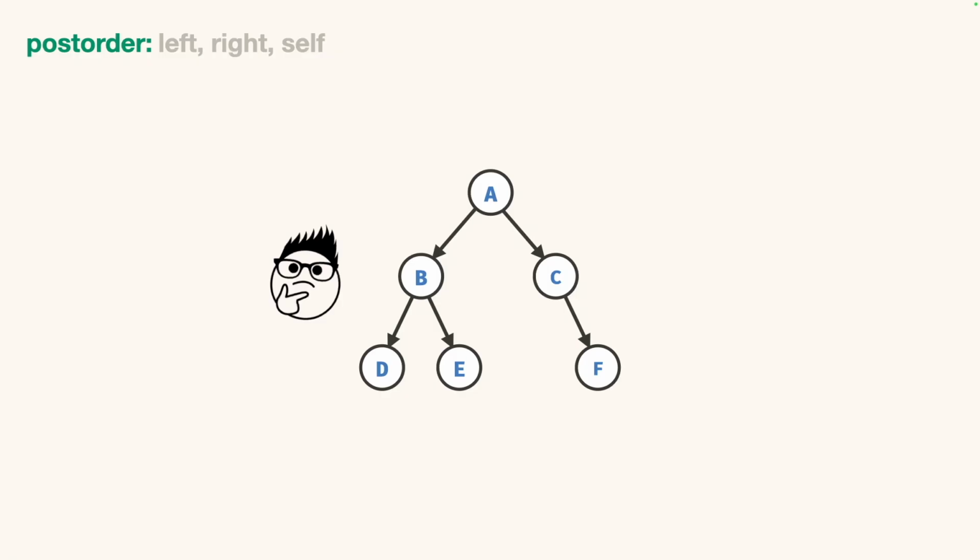And again, the key is you process your left children, then your right children, and then finally you can process yourself. And so I'm going to use some abbreviations here. I'm going to use LRS, standing for left, then right, then self. And we're going to have to apply this pattern at every node recursively. So let's break down how this works.